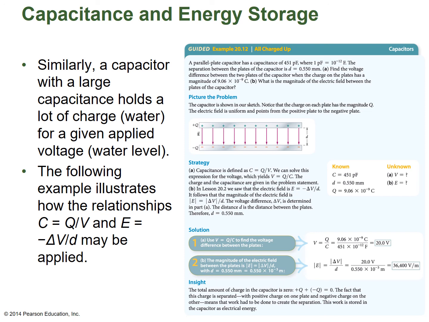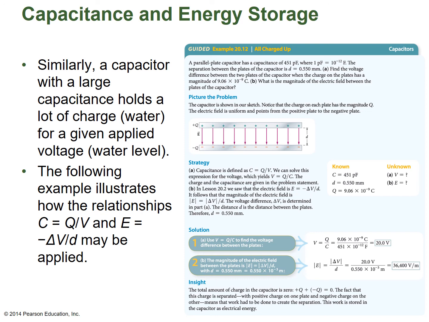And then capacitance is always calculated from C = Q over V. C is 451 picofarad, D is 0.55 millimeter, and Q is 9.06 times 10 to the minus 9 coulomb. These are the known quantities. The unknown is the voltage and the electric field. So the voltage will be measured from Q over C. So it is 9.06 times 10 to the minus 9 over 451 times 10 to the minus 12.